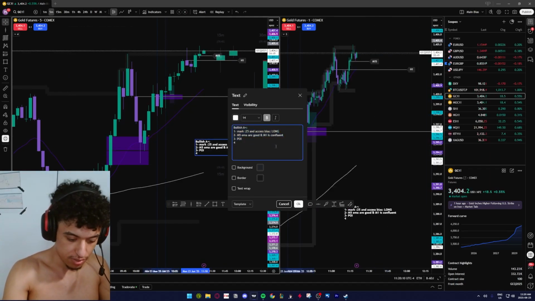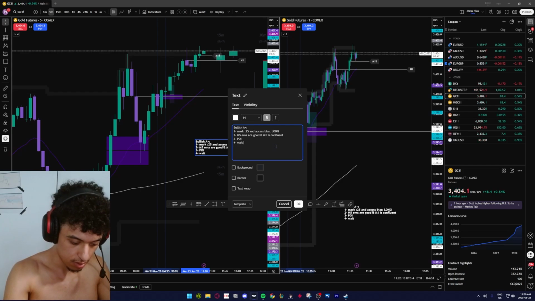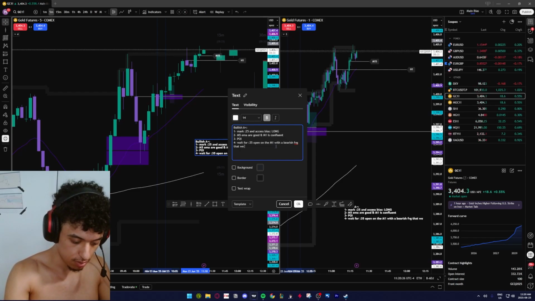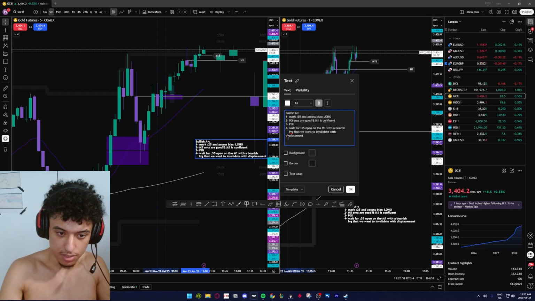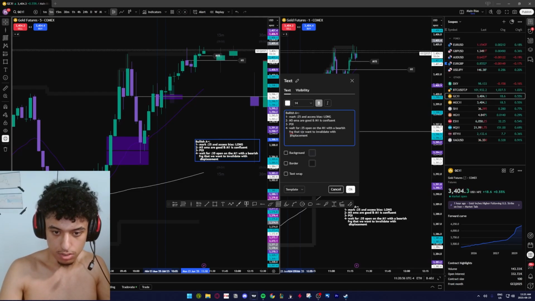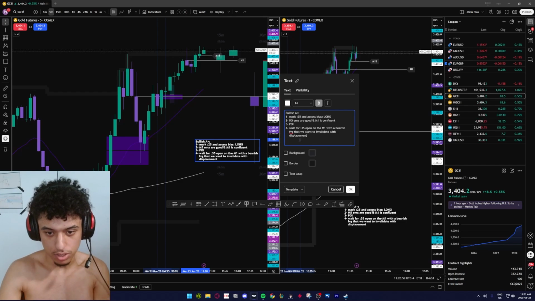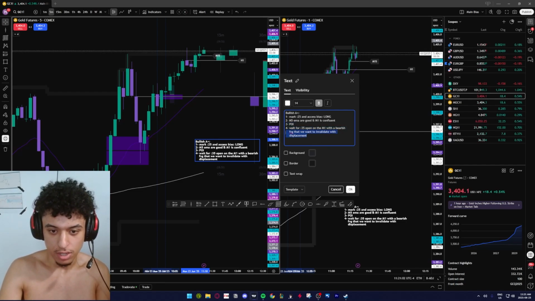And so the last step is to wait for the 35 open on the 1-minute, with a bearish fair value gap that we want to invalidate with displacement. So this is our fourth step on the checklist, and it allows us to only take A plus trades. If we don't have this step right here, we usually don't take the trade.